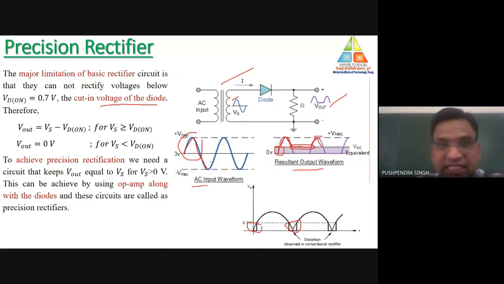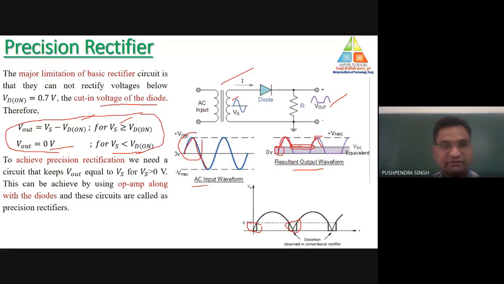In the case of the basic rectifier, when the diode input voltage is more than the diode on voltage, or the 0.7 volts, what is the value of the output? Output is Vs minus Vd on. And when the input voltage is less than the on voltage, the output is 0, as we have discussed in the lecture. So for removing that problem, we move further to the precision rectifier.